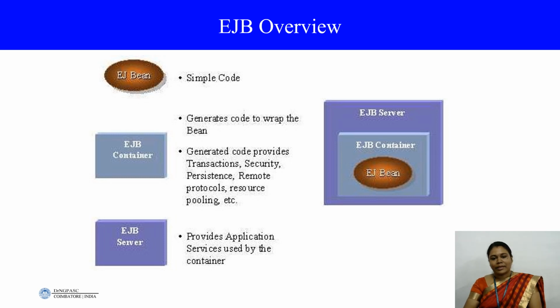This Enterprise Java Bean is simple code which is developed by the bean provider. Once the Enterprise Java Bean is developed, the bean is wrapped into an EJB container. This container provides transactions, security, persistence, remote protocols, and resource pooling. Then it provides the application services used by the container, the EJB server. So the EJB bean is wrapped in the EJB container, and this EJB container is wrapped in the EJB server.